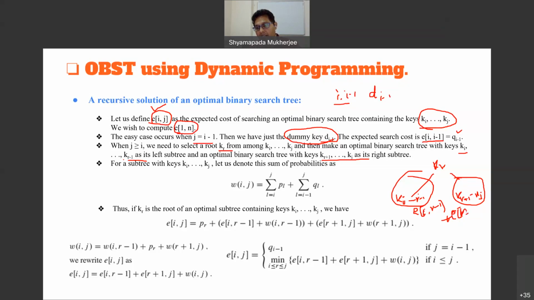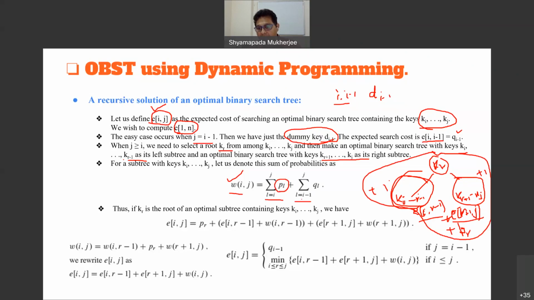So when we need to find one particular node or key here, we need to traverse all the nodes here or all the nodes here. So actually we need to add the probability of all the nodes present in the subtree. That probability is denoted by Wij. Okay, Wij is the sum for l equals i to j of the valid key probabilities, and for the dummy keys, l equals i minus 1 to j of ql. So we have to consider this one.